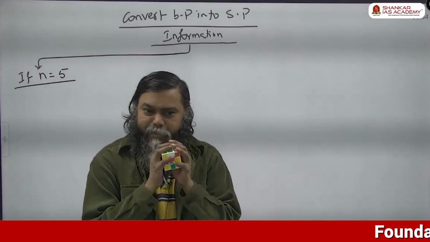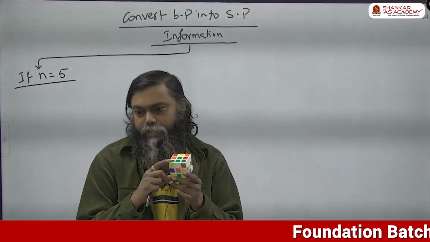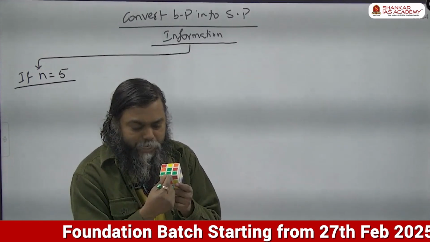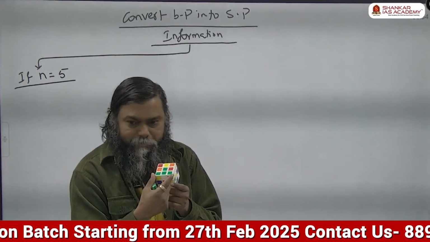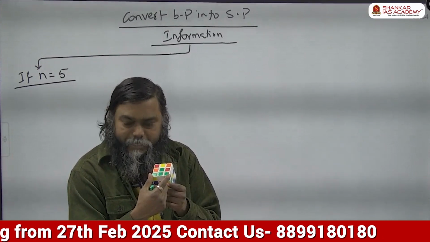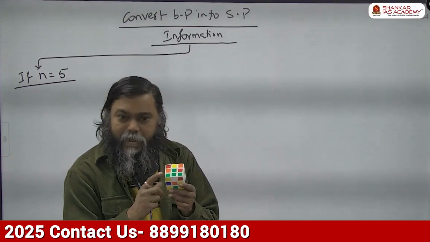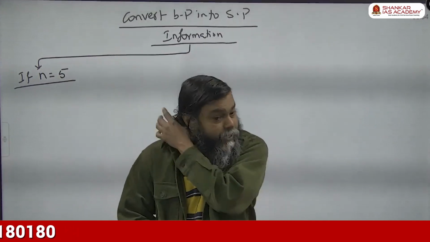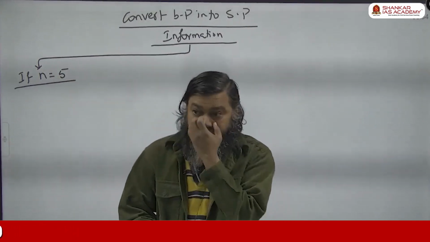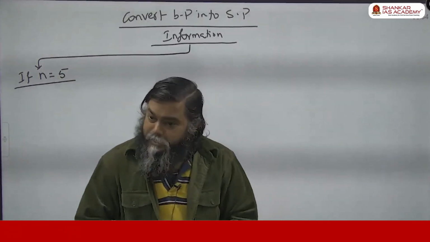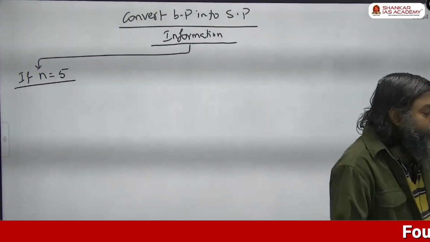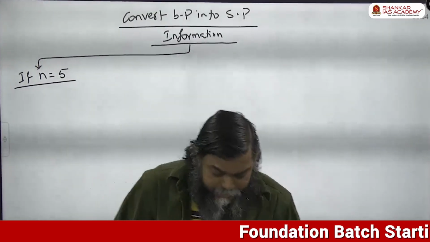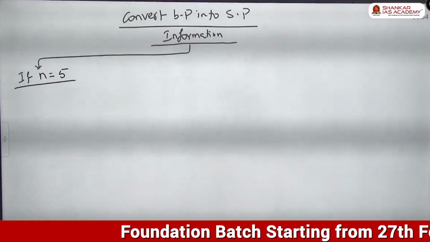Now tell me, the bigger piece dimension is 3 into 3 into 3. For example, if the smaller piece dimension is 2 centimeter, 2 centimeter, 2 centimeter, what is the length of the bigger piece? 6 here and 6 here. At that time, 6 into 6 into 6. Do you all understand? So now tell me, what is the n value? 5. What is the meaning of 5? Each side 5 pieces.